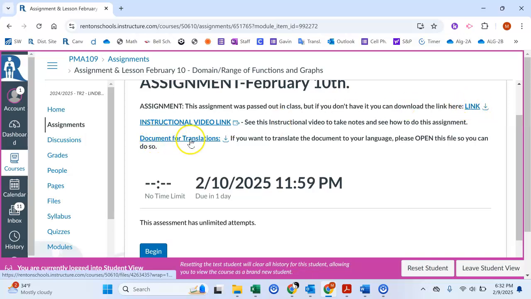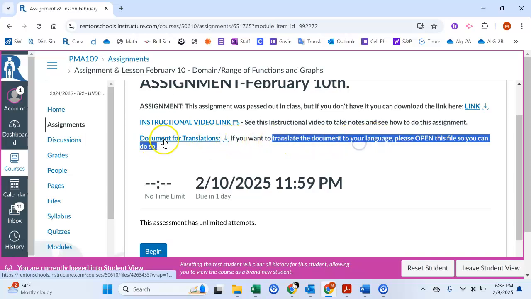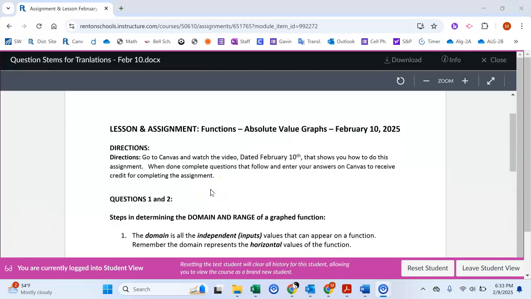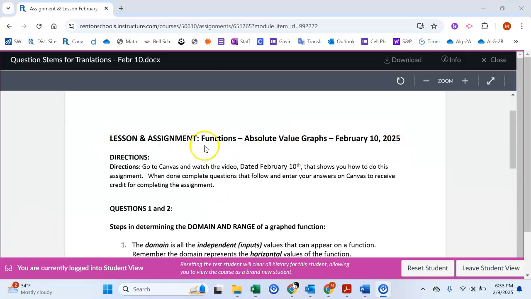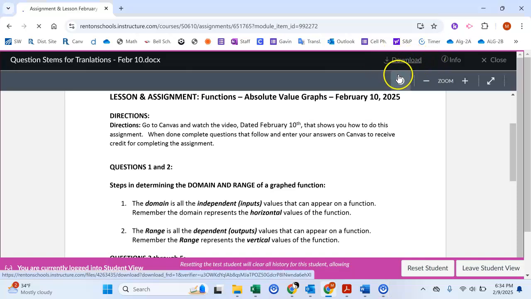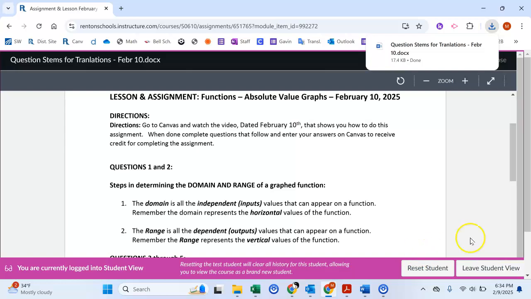And if you need a translation, you can open this document right here. Make sure you download it so you can translate the document. So that's the file right here for translating. Make sure that when you do it, you got this one right here. So this is the assignment. These are the questions, so this is going to match the assignment. Remember, make sure you download it. So click download, and then mine is up here. Yours is going to be up there.